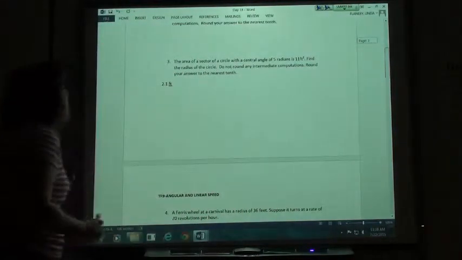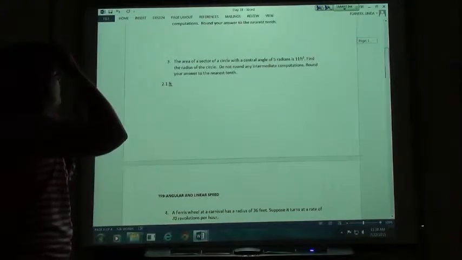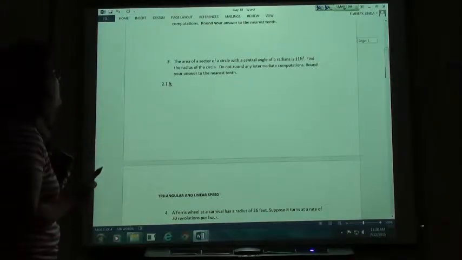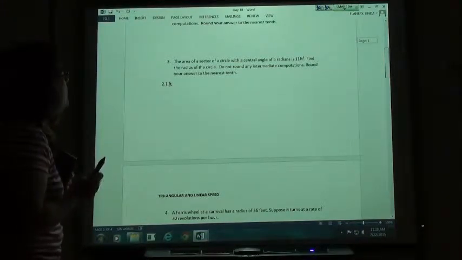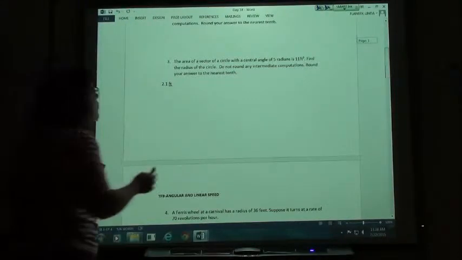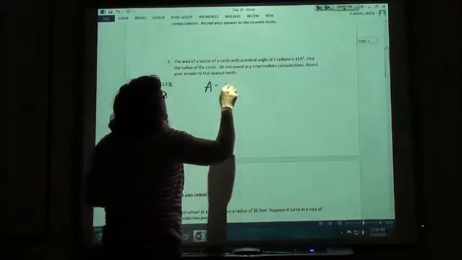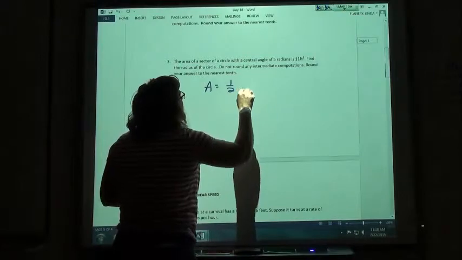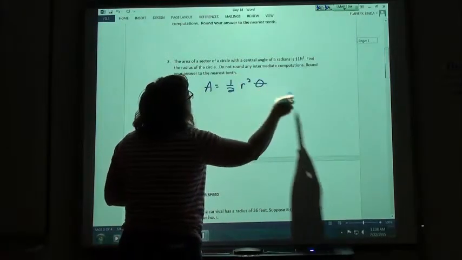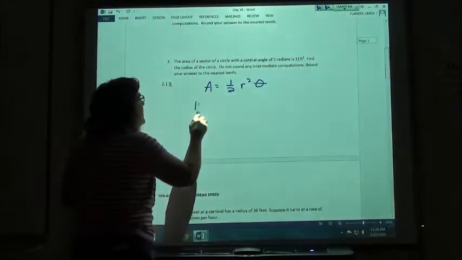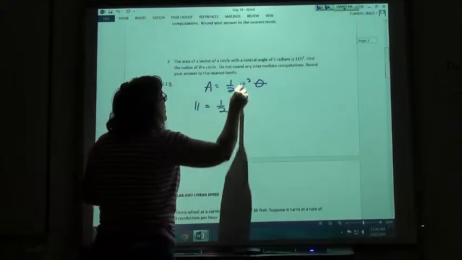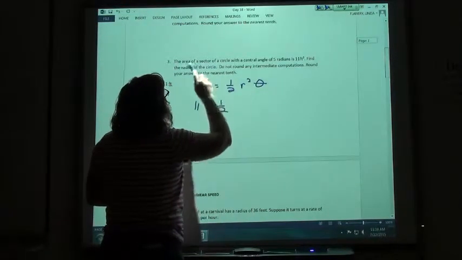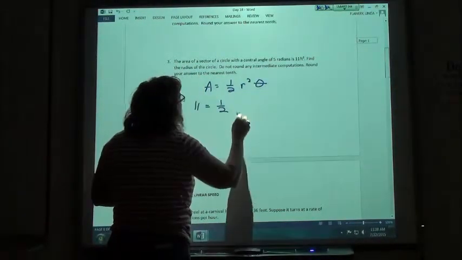So on number 3, it says the area of a sector of a circle with a central angle of 5 radians is 11 feet squared. Find the radius of the circle. So area is equal to 1/2 r squared times theta. We know the area is 11. We are finding the radius. The central angle is 5.